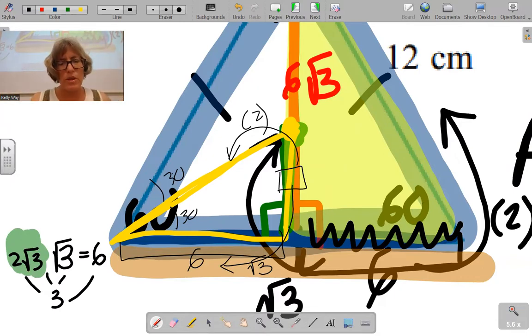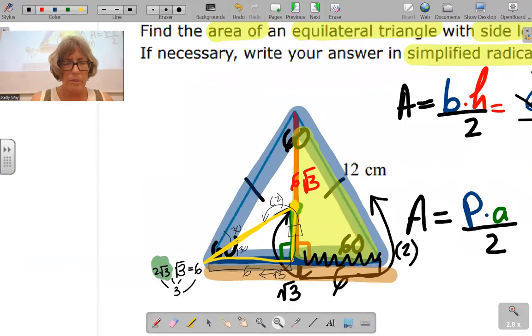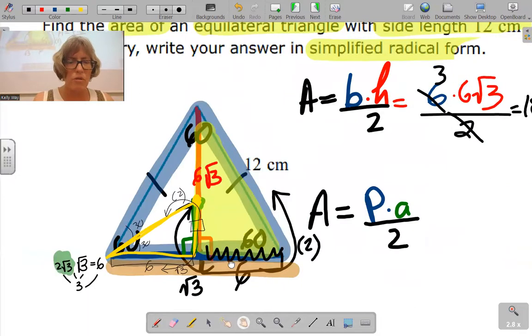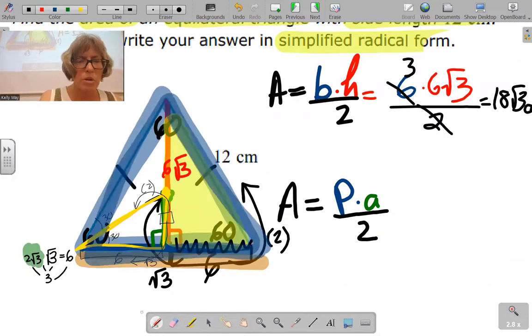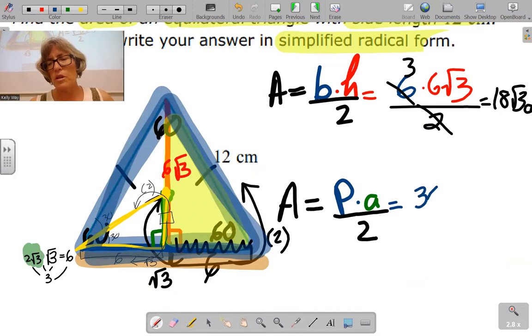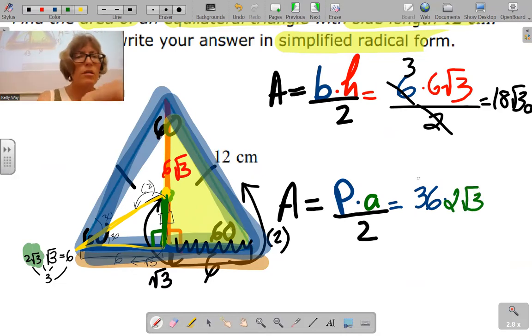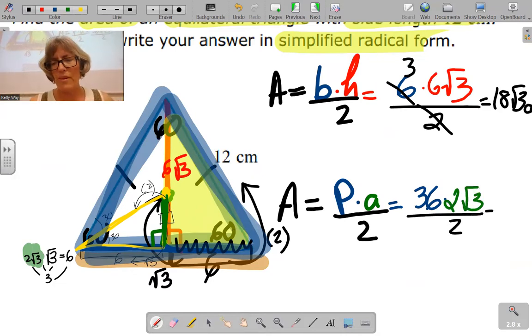So now we have everything we need here. You're going to get the same answer. You just need to be familiar with both. Our perimeter, walk it all the way around, is going to be 12 times 3, which is 36. Our apothem right here is 2 root 3 over 2.